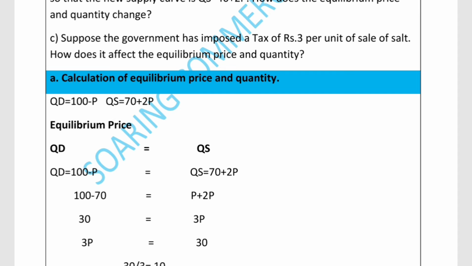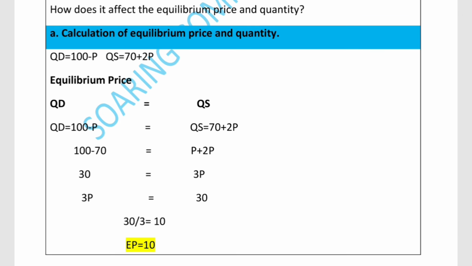Now write 100 as it is and the minus symbol as it is. What is the supply? That is 70, so in place of P you need to write 70. In QD we left 1P, so again we write P plus 2P. If 100 minus 70, we are left with P plus 2P.